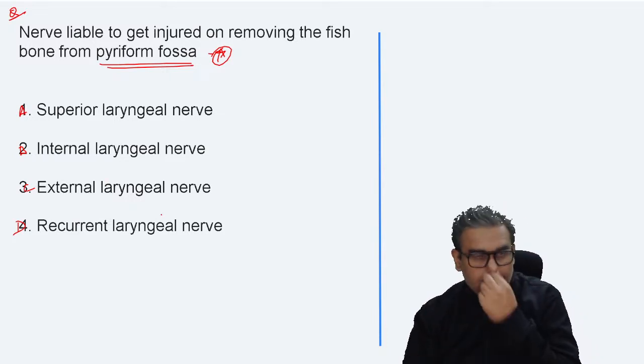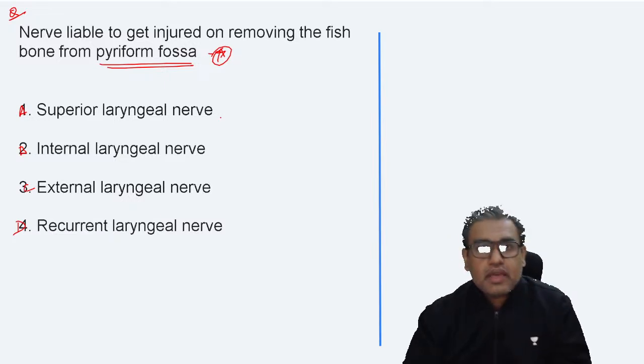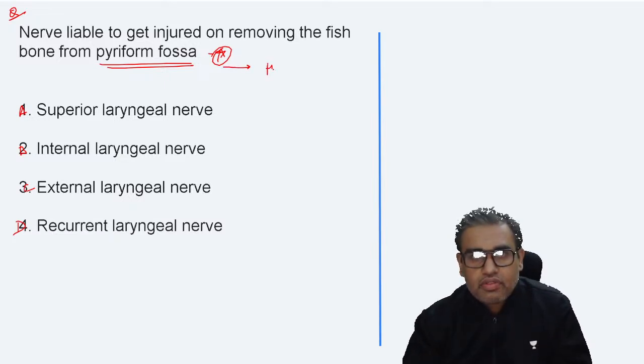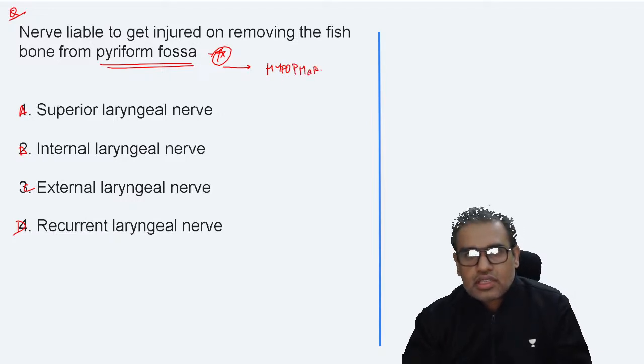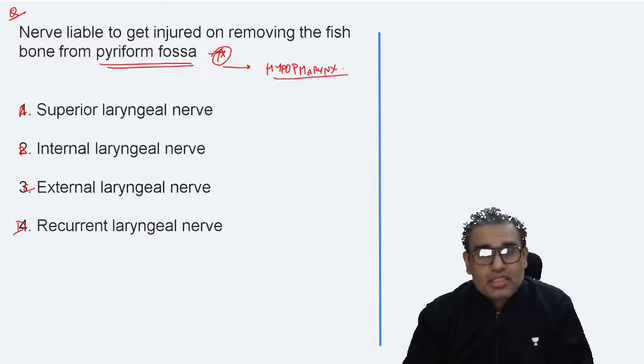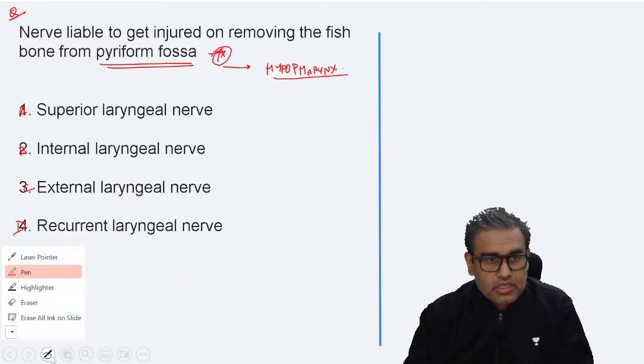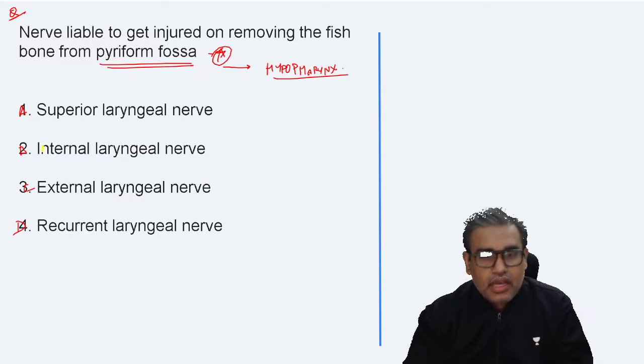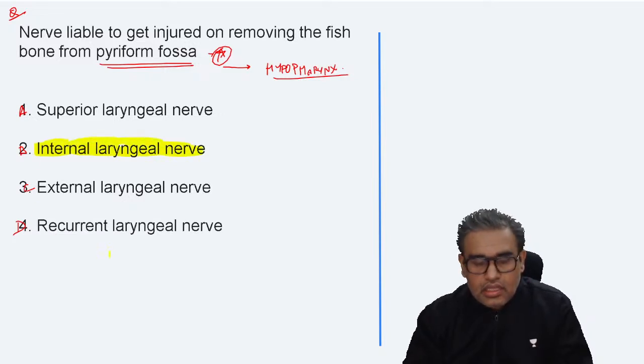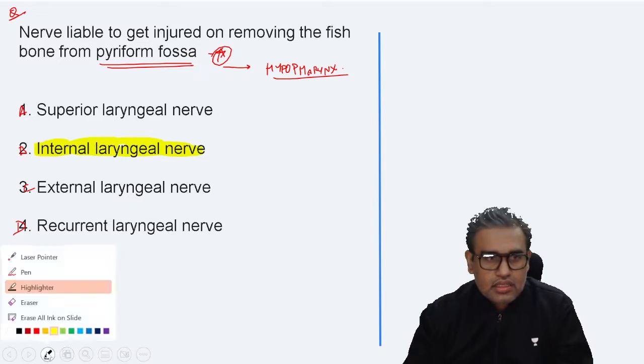The piriform fossa is a cavity, a space found in the hypopharynx, also known as the laryngopharynx. And what is the nerve that is injured over here? Let me highlight it. It is not the external, it is the internal laryngeal nerve. Internal laryngeal nerve, that would be the answer.